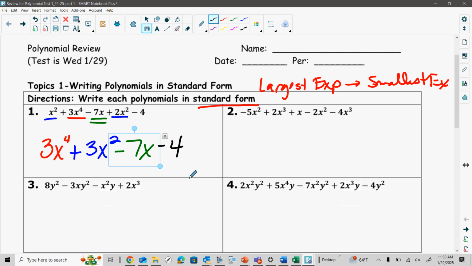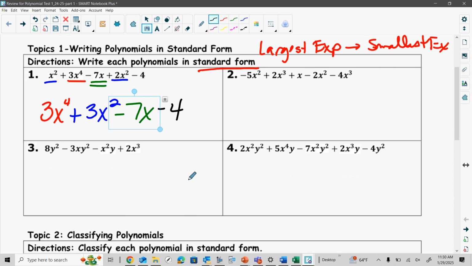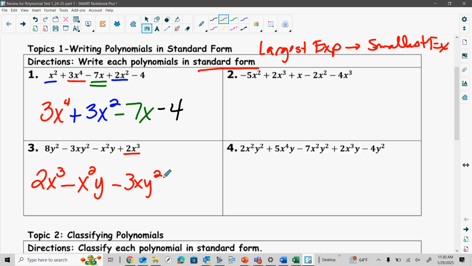Now if you have 2 variables, you go alphabetical order. So like in this situation, the x's would have to go first. And I find my largest x, and that would be here, the x to the third power. So 2x to the third power, then an x squared, minus x squared y, then just an x, so that would be 3xy squared, and then my y's, so the plus 8y squared. Okay.